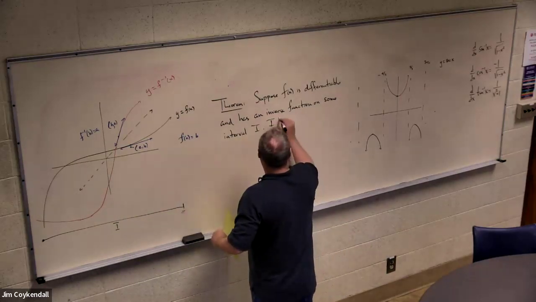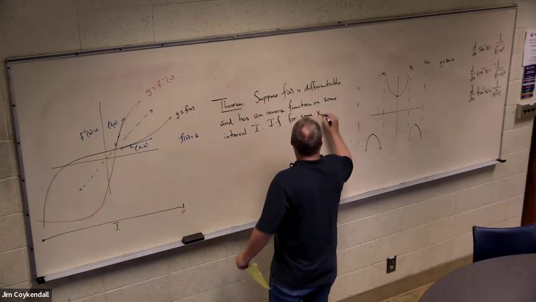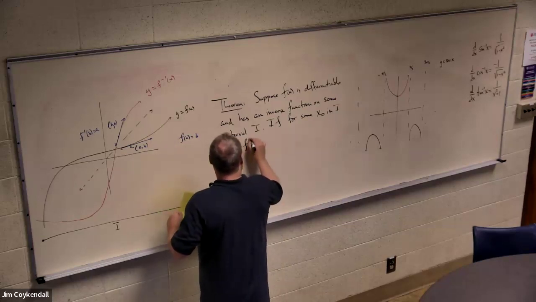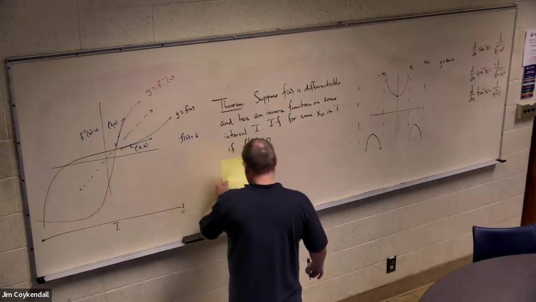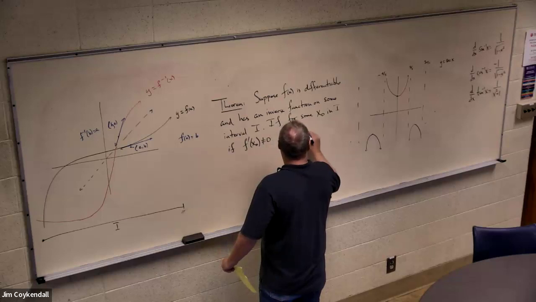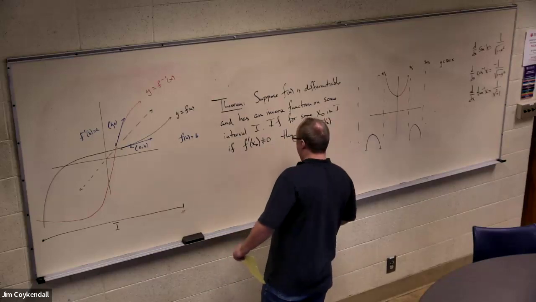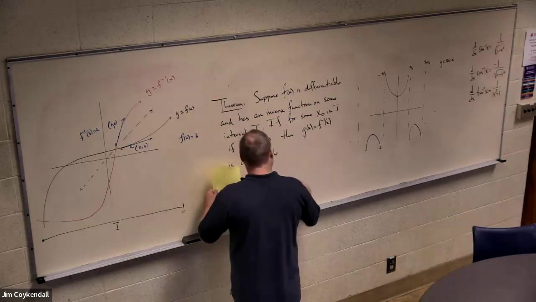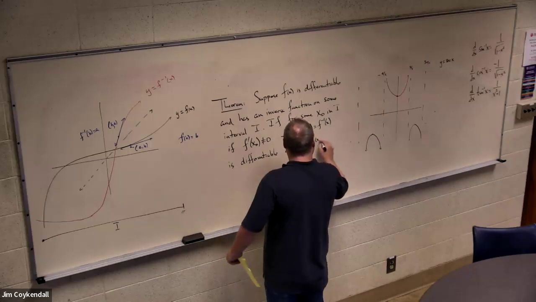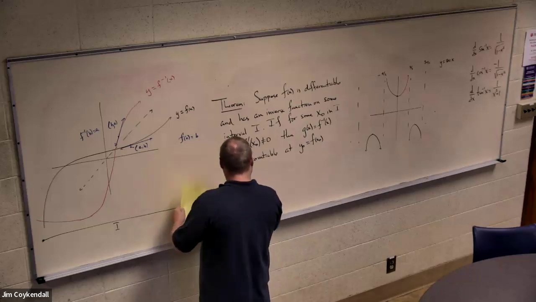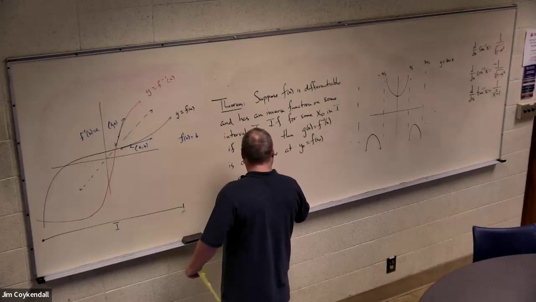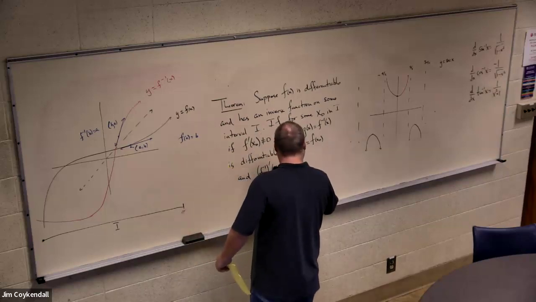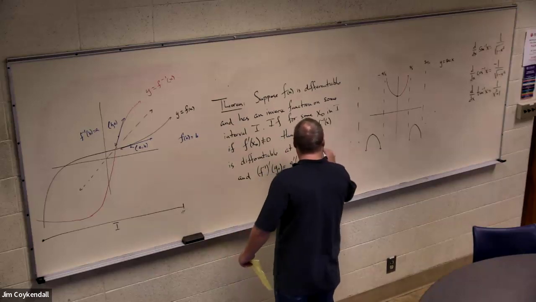If for some x zero in I, some point in the interval, f prime of x zero is not zero, then g of x, that inverse function, is differentiable at y zero, and f inverse prime of y zero, which is g prime of y zero, is 1 over f prime of x zero.